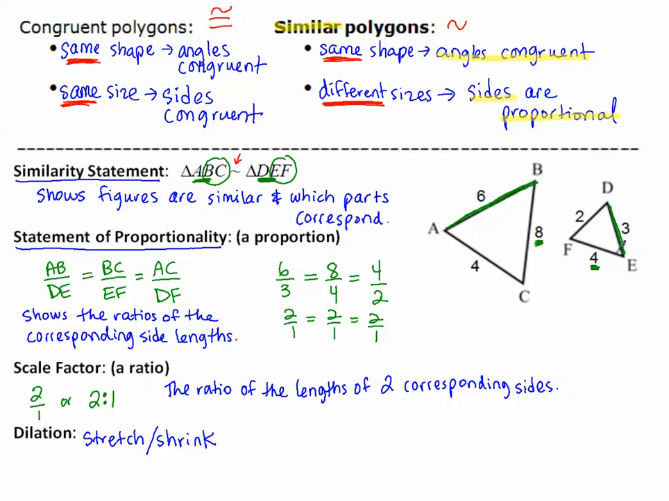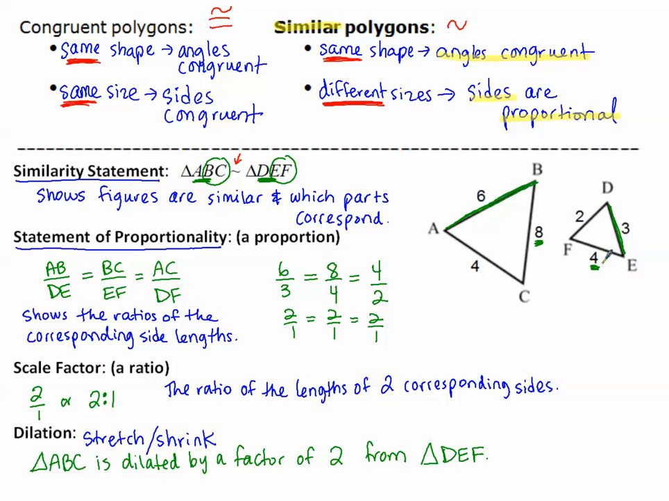So if we go from left to right, if we dilate this figure to change its size, it's shrinking. So how can we describe how this triangle on the left, as we move to the right, how it dilates? We could say triangle ABC is dilated by a factor of 2 from triangle DEF. That means this is twice as big as the smaller triangle.